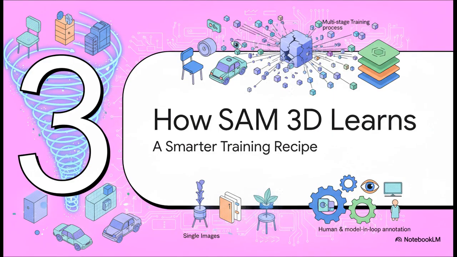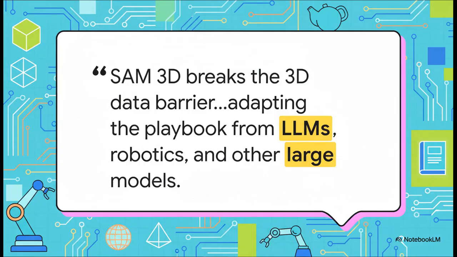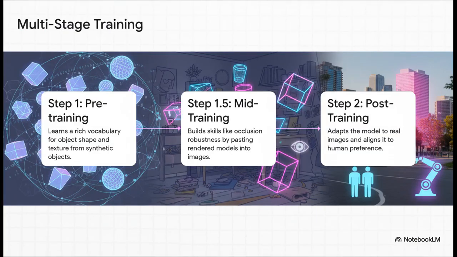So the big question is, how did they do it? How did they crack that data problem and give it this amazing ability? Well, the answer is in this brilliant multi-stage training process. Let's break it down. The researchers themselves say they basically adapted the playbook from all the biggest hits in AI right now, like large language models and robotics. So this isn't just about building a bigger model, it's about coming up with a much smarter way to teach it.